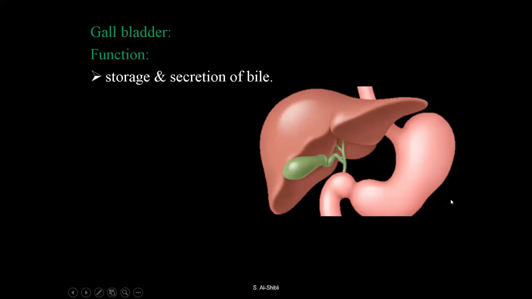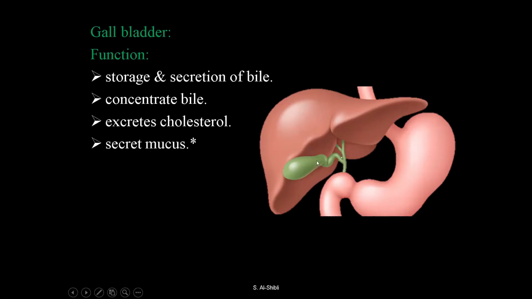Yes, I can proceed. So the gallbladder's main function is as a reservoir. As we know, the bile is produced in the liver and stored in the gallbladder, but it concentrates bile and excretes cholesterol and secretes mucus. We know that the capacity of the gallbladder is about 50 milliliters, and the production of bile is 40 milliliters per hour. So how come? Because the main function of the gallbladder is to concentrate bile. The bile produced is a huge amount, but it is concentrated in the gallbladder until it is needed, and then the bile will be pushed through the bile duct to reach the duodenum.